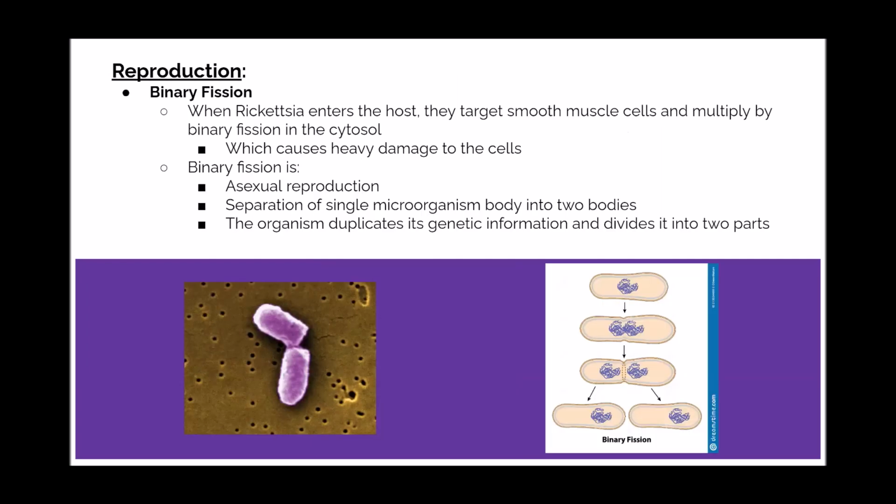Rickettsia reproduces through the means of binary fission. When Rickettsia enters a host, they target smooth muscle cells and multiply by binary fission in the cytosol, which is the fluid portion of the cell cytoplasm, and causes heavy damage to the host cell. A reminder that binary fission is a form of bacterial asexual reproduction, where there is separation of a single microorganism body into two bodies, and therefore it divides genetic information into two parts.